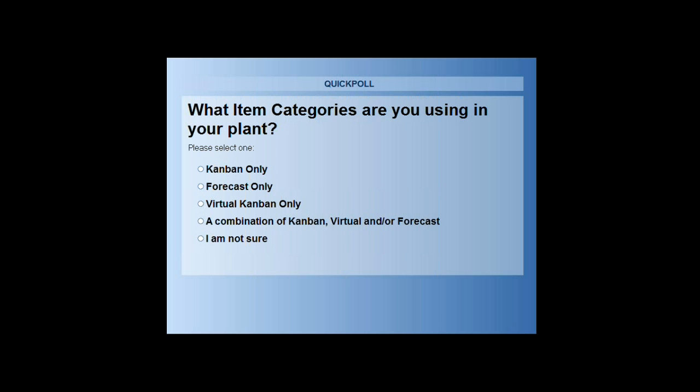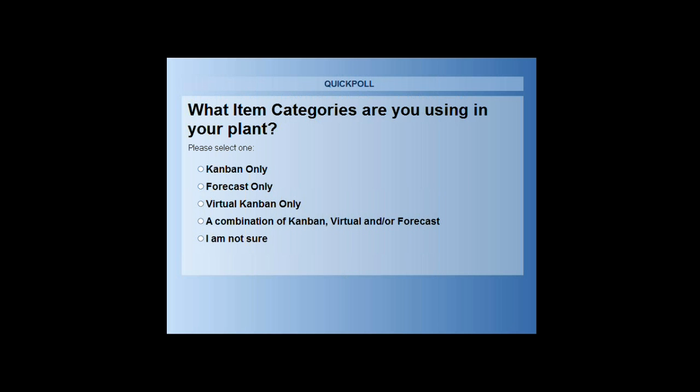All right. So now we have another question for you. I will go ahead and launch this question. So what categories are you using for your items? Do you have only Kanban items? Do you only have forecast? Do you use virtual Kanban or some sort of a combination? I see votes coming in. Give folks a few more seconds here.